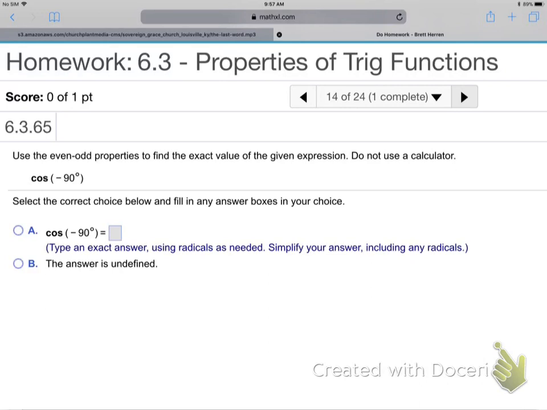All right, so they want cosine of negative 90. If you want to just leave the negative in there, that's fine. Go ahead and just go to the unit circle and don't worry about the even odd stuff. Or if you want to, you could do the even odd stuff. Do something with that negative sign. Okay, so I'm just going to go to the unit circle.